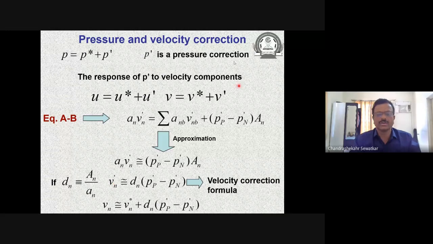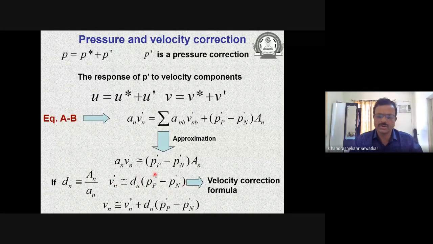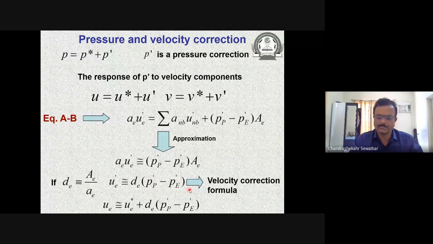The same thing I have done for the y momentum equation. I need not explain it to you. Equation A minus B. Again, this is neglected. This is my velocity correction formula. Vn prime is equal to dn into pp prime minus pn prime. It was earlier pp prime minus pn prime.